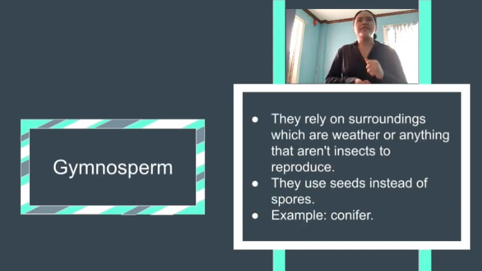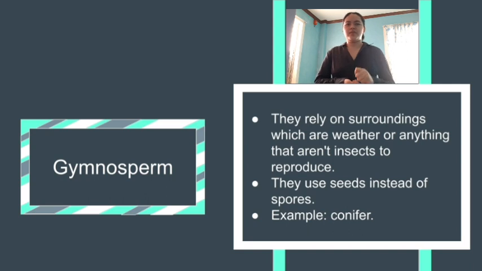Here we are under the non-flowering plants, which is the gymnosperm. They rely on the surroundings, like weather or anything that isn't an insect, to reproduce or to enable fertilization. Sometimes they rely on strong weather like wind to blow away their seeds, or sometimes floods to make sure they flow from a far distance to grow a new plant. They use seeds instead of spores. One example of this is the conifer.